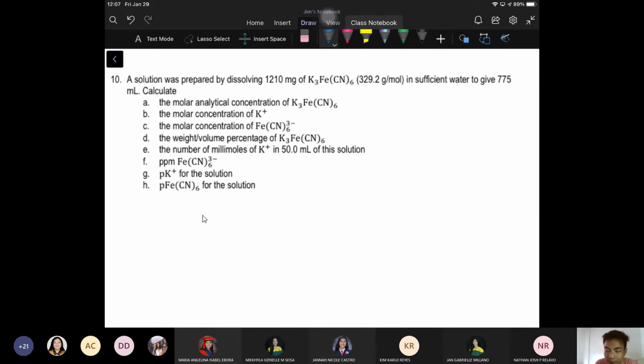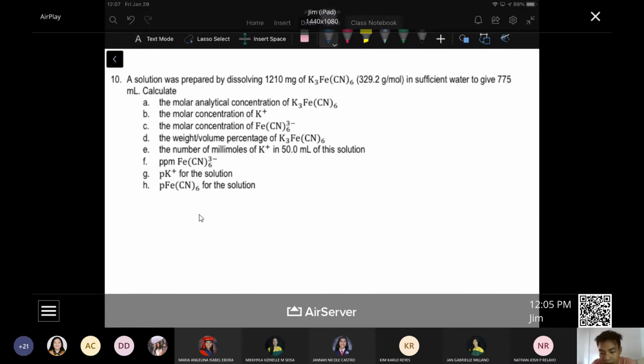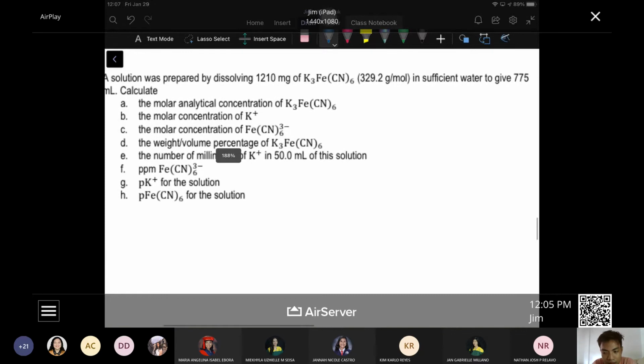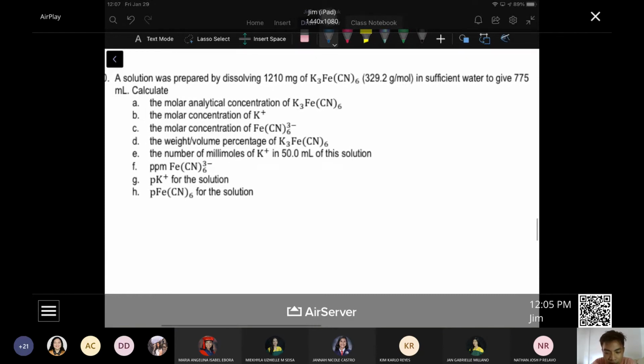So, let me solve this. Okay, so by the way, before we answer this, we should know first the dissociation reaction of the salt. So, this is a salt. Asin yan. So, it contains cation and anion. So, what is the cation and what is the anion? Okay, so, ganito gagawin natin. Usually, I will give you the dissociation reaction.